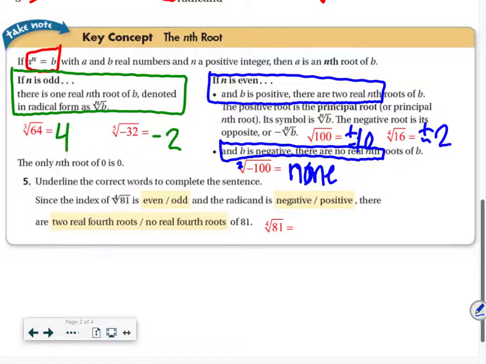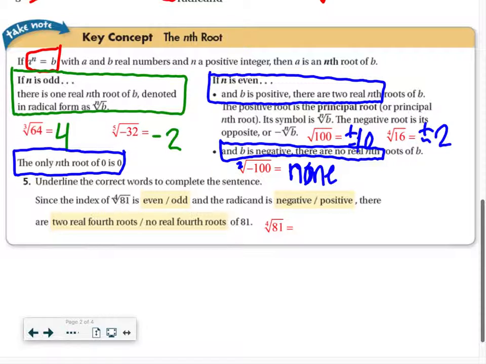Quick note, your answer is not 0. You can write no, you can write none, do not write 0. You write N. You can write NA. The reason it's not 0 is because the only nth root of 0 is 0. Whether your index is odd or even, every time you take a root of 0, you get 0, because 0 squared is 0.